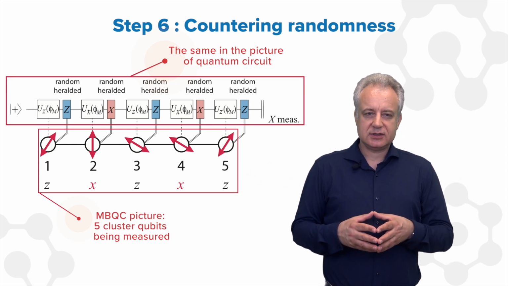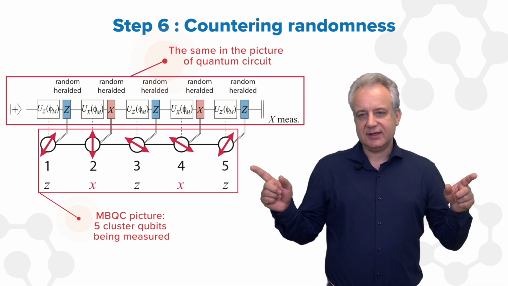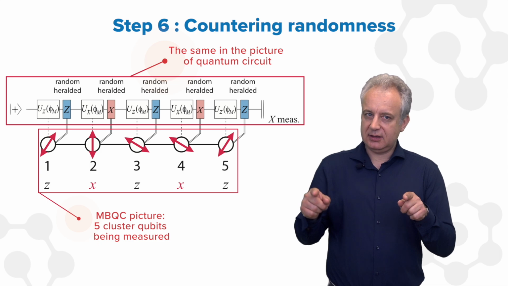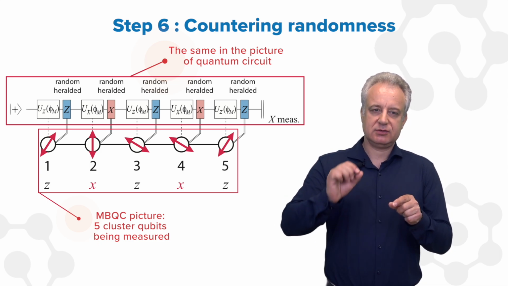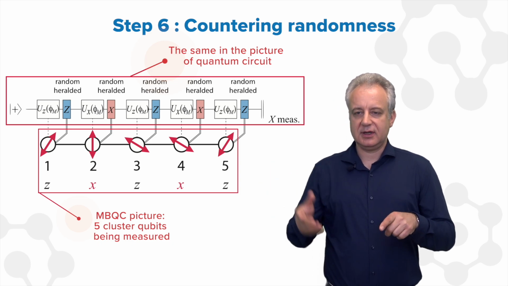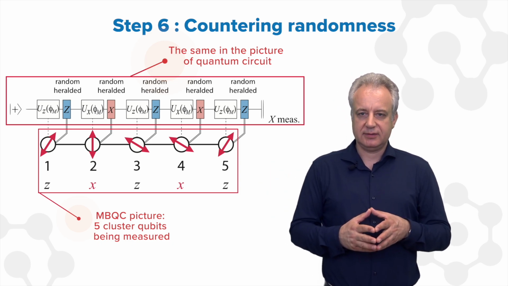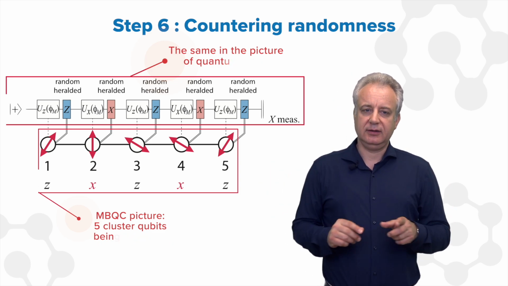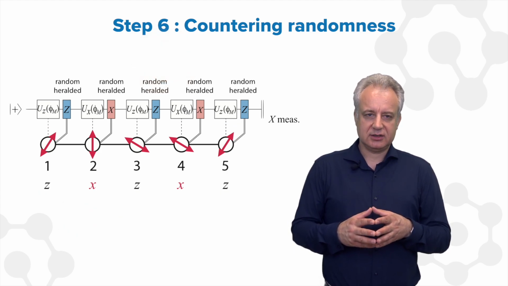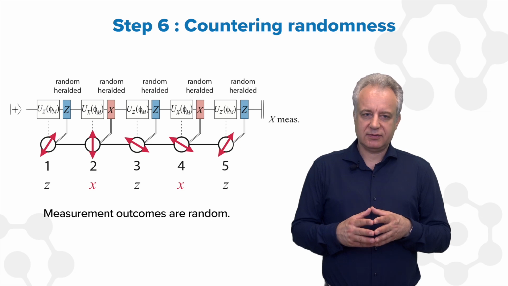That equivalent circuit, more or less, about the difference we talk about in a moment, begins with the preparation of a plus state. Then you have a bunch of rotations, alternating: rotations about the z-axis, rotation about the x-axis, z again, x again, and so on and so forth. And then finally an x measurement. At least that's what you want to have. But now you have this tiny complication due to the randomness of the measurement outcome.